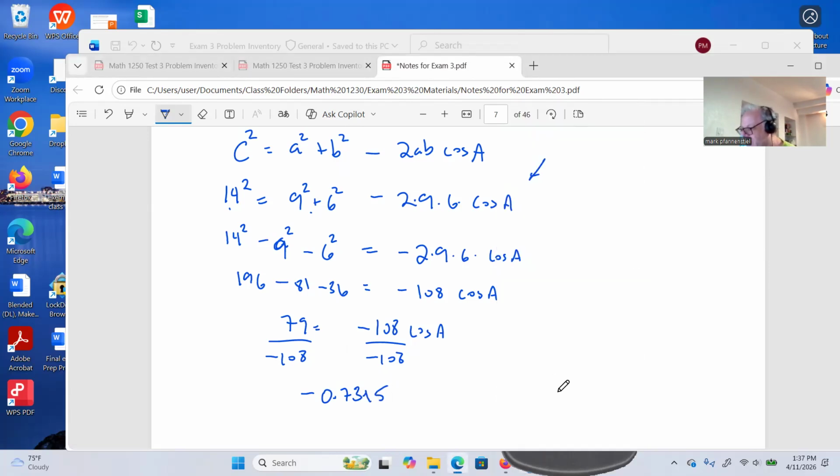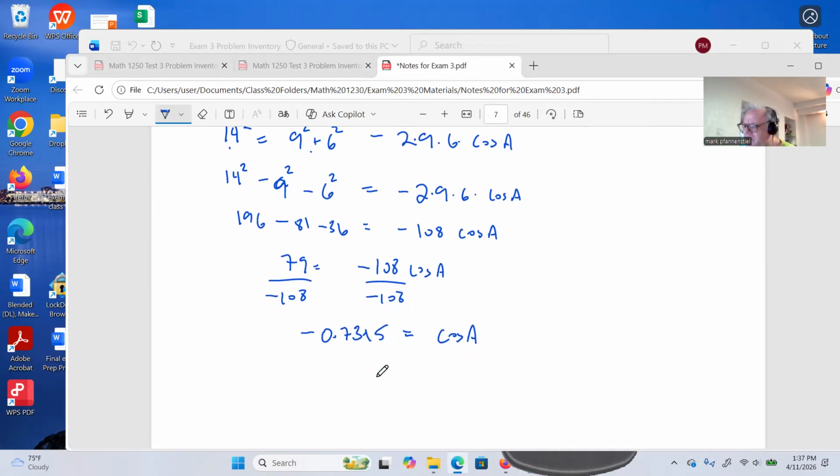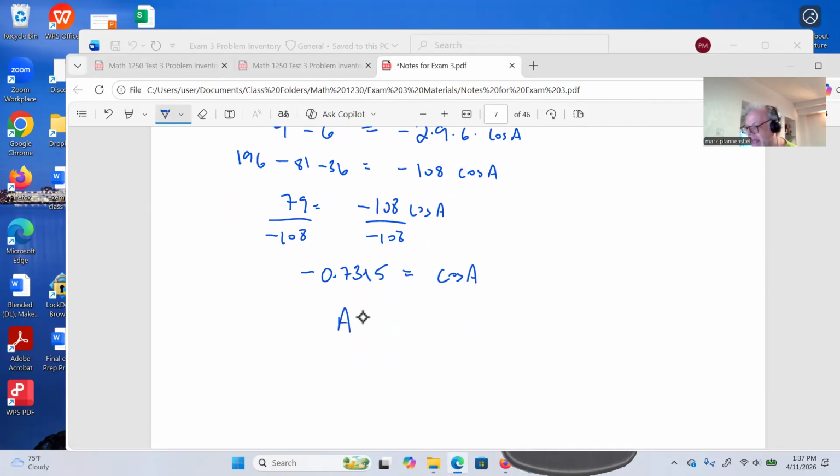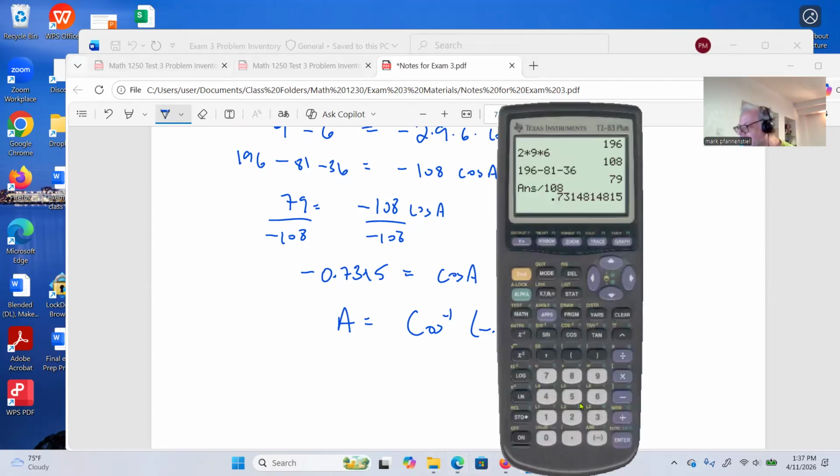Okay, so what I want to do here is take this, which is equal to my cosine of A. Is it okay if I take the inverse cosine of a negative number? Well, sure. It just means it's going to be an obtuse angle. It means it's going to be in quadrant two. So A is equal to the inverse cosine of negative 0.7315. Okay, so I'm going to swap it to a negative, and now I want the inverse cosine of my previous answer.